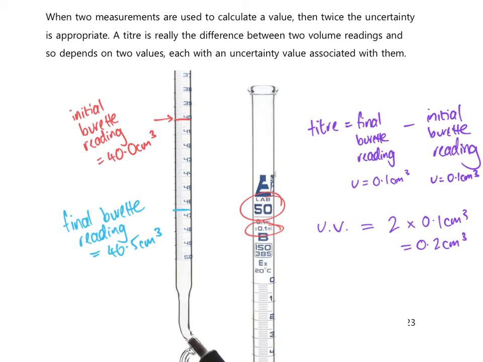So essentially, if we are asked to calculate the percentage uncertainty of a titre, we've got to remember that that involves 2 measurements, and so the uncertainty is doubled. And it says here in your notes, a titre is really the difference between 2 volume readings, and so depends on 2 values, each with an uncertainty value associated with them. So when we're talking about a titre, we must double the uncertainty value. Let's look at what that means for a calculation.